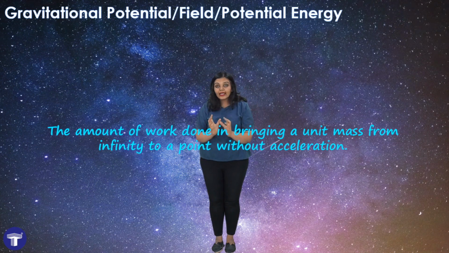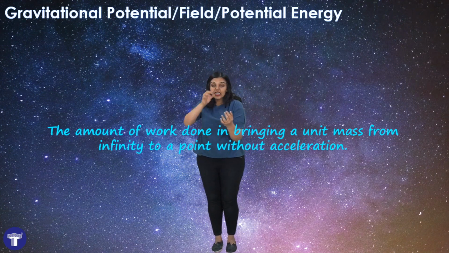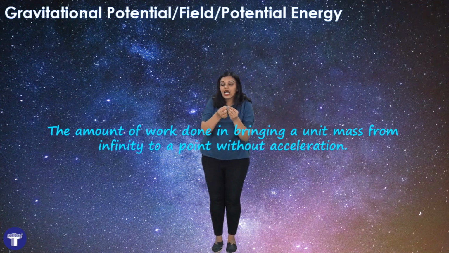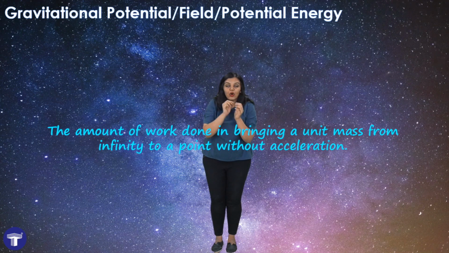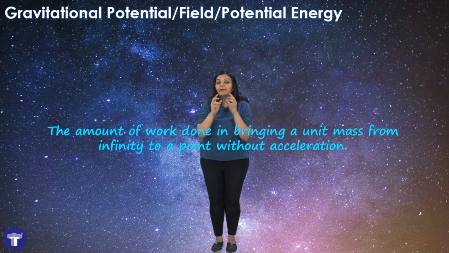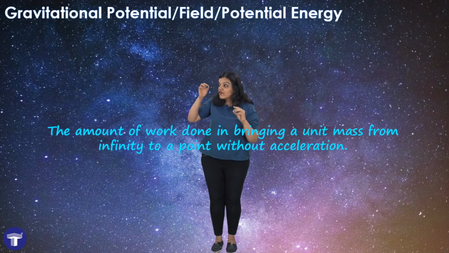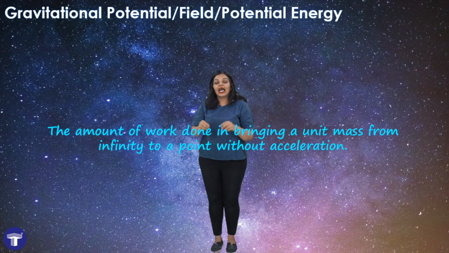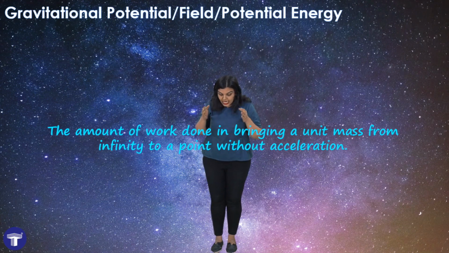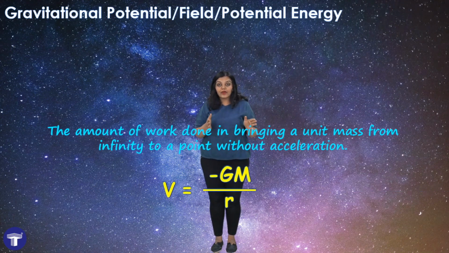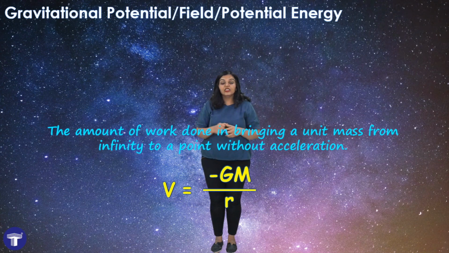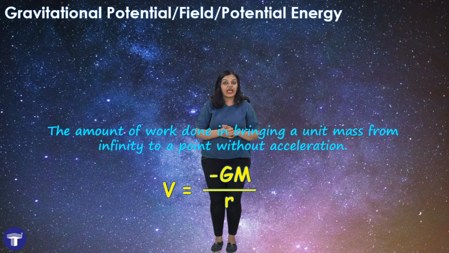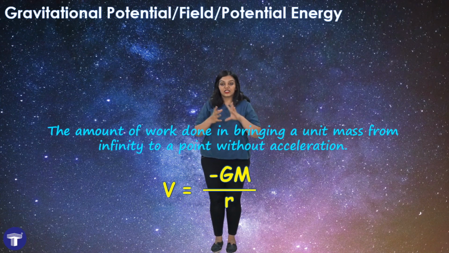So we say that when an object of mass m is being created, it is being created unit mass by unit mass, and each of these unit masses are being brought from infinity to a point, and therefore the work done in bringing only 1 unit mass from infinity to a point is what we call the gravitational potential. And the formula for gravitational potential is capital V is equal to minus capital G upon r into capital M. The minus sign tells you that the force for which you are writing the gravitational potential is attractive.